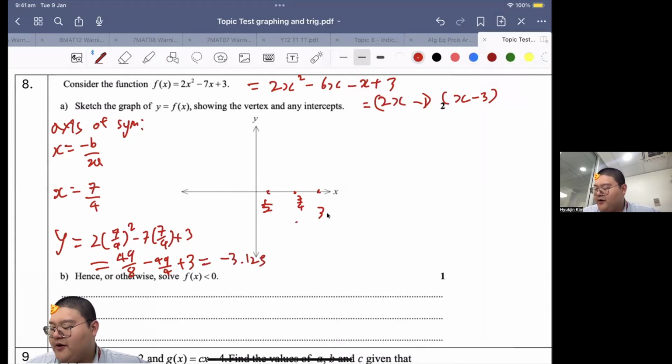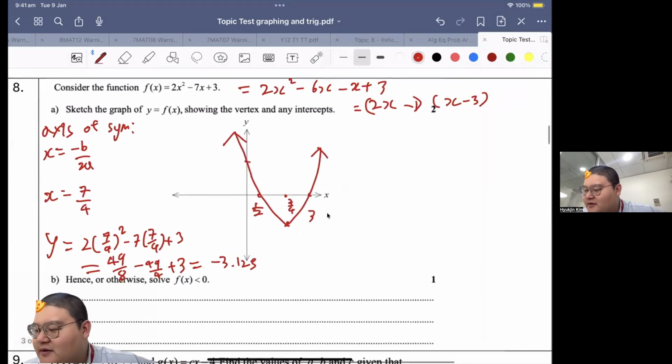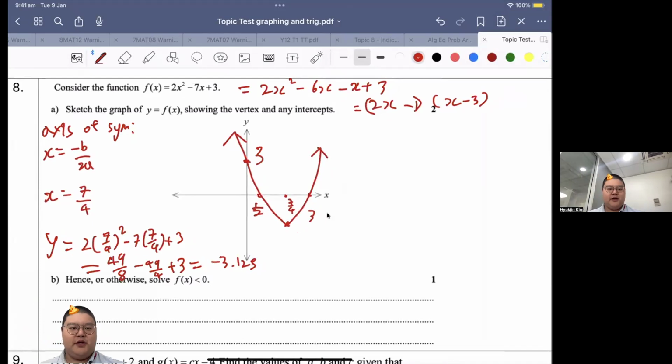So it's somewhere around here, and then you just draw the graph. Are we happy with this graph? No, you shouldn't be, because I didn't draw my y-intercept. Y-intercept should be 3. And all is well.